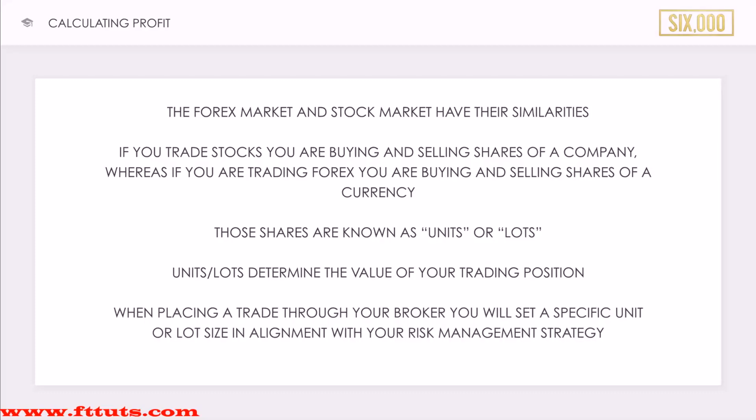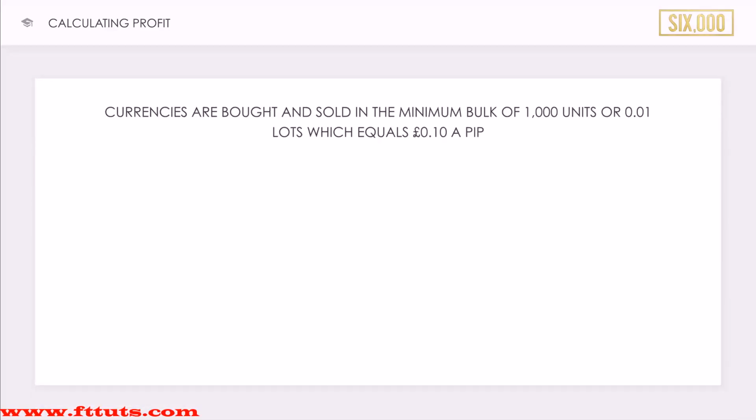So when placing a trade through your broker, you will set a specific unit or lot size. Don't worry, this will come in later modules towards the end of the 14-day course. You will select a specific unit or lot size in alignment with your risk management strategy. Now this is typically a small amount of risk, 1 to 2% of your entire account. Again, we will cover all this later on in the 14-day course. Now currencies are bought and sold in the minimum bulk of 1,000 units or 0.01 lots, which equals 10 pence a pip, or this might be 10 cents a pip, depending on your local currency.